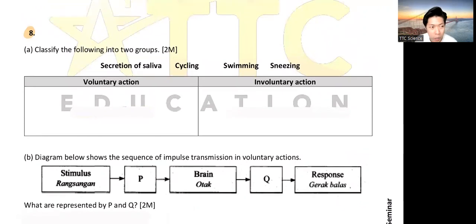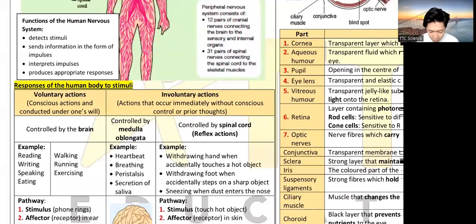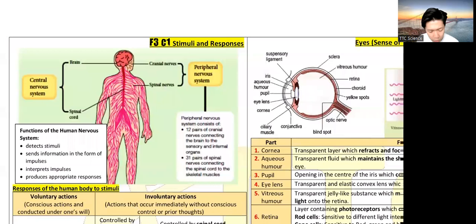I'll try to get into the notes when we talk about the question. So the first part of chapter 1 is about voluntary and involuntary actions, and under involuntary actions, we have 2 more: actions controlled by medulla oblongata and actions controlled by spinal cord. For this one, you just have to roughly know the labelings. Not a very big deal here, so not to worry.